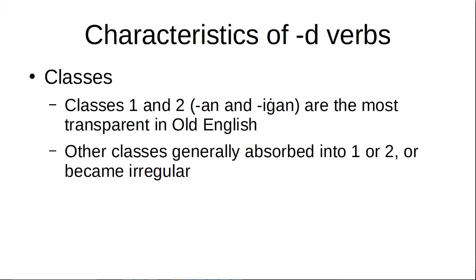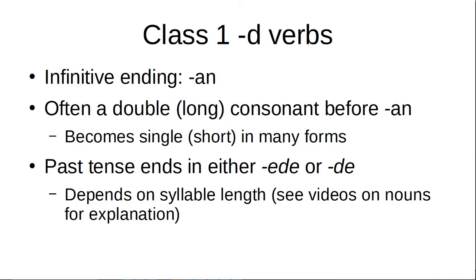So, class 1, the infinitive ending is on, and oftentimes there's a double consonant before this on. And in many forms, this becomes a single short consonant. So, for example, I'm going to get to an example, which is the word fremman.